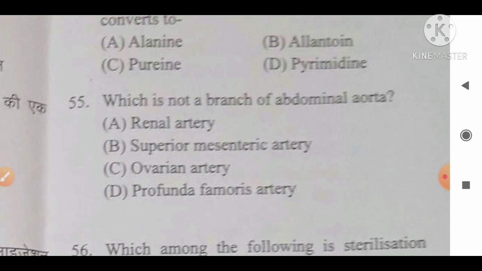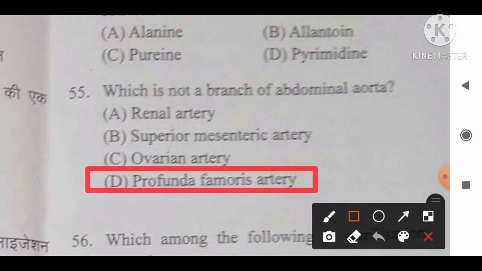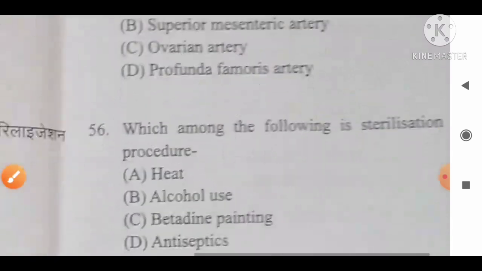All these arteries arise from the abdominal aorta, whereas the profunda femoris artery is the artery that supplies blood to the thigh and arises from the posterolateral aspect of the femoral artery. So it arises from the femoral artery, not from the abdominal aorta. So option D will be the correct answer for this question. Move to the next question, number 56.